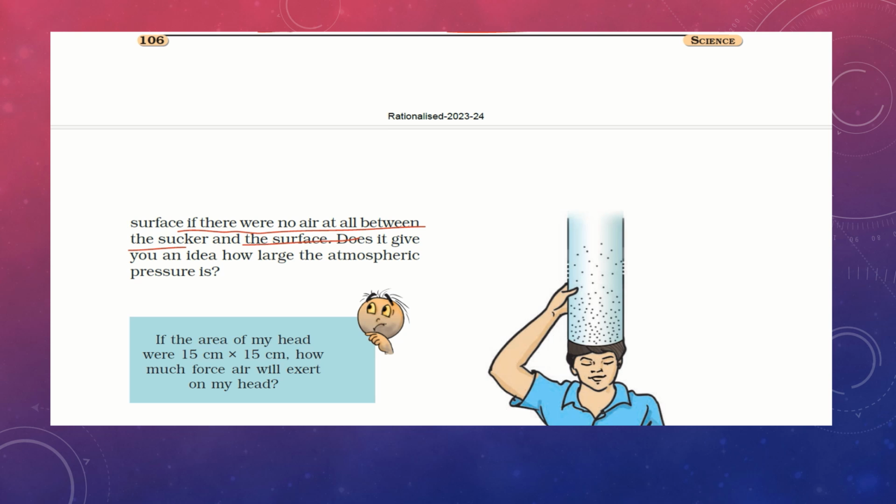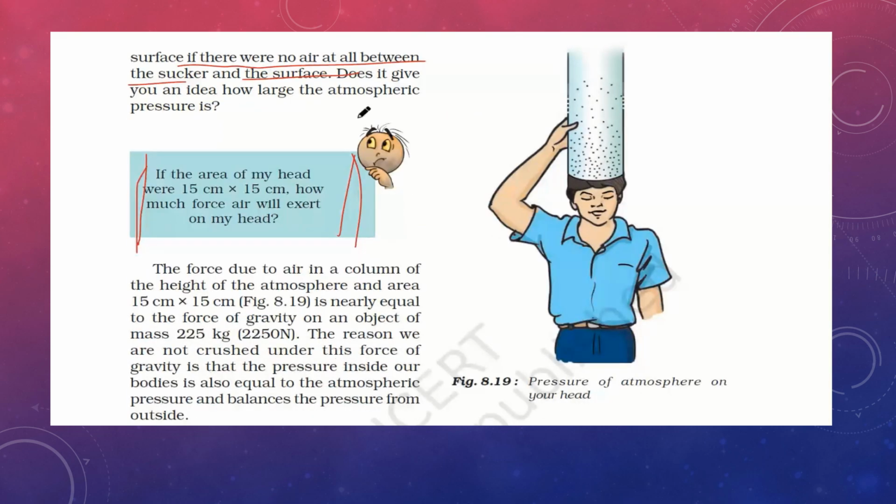Okay. So if the area of my head were 15 centimeter by 15 centimeter, how much force would it exert on the head? Let us do some calculation regarding this. If your head has an area of 15 by 15, the force due to air in a column of the height of the atmosphere, with an area of 15 by 15 centimeters, is nearly equal to the force of gravity on an object of mass 225 kg, that is 2250 Newton.